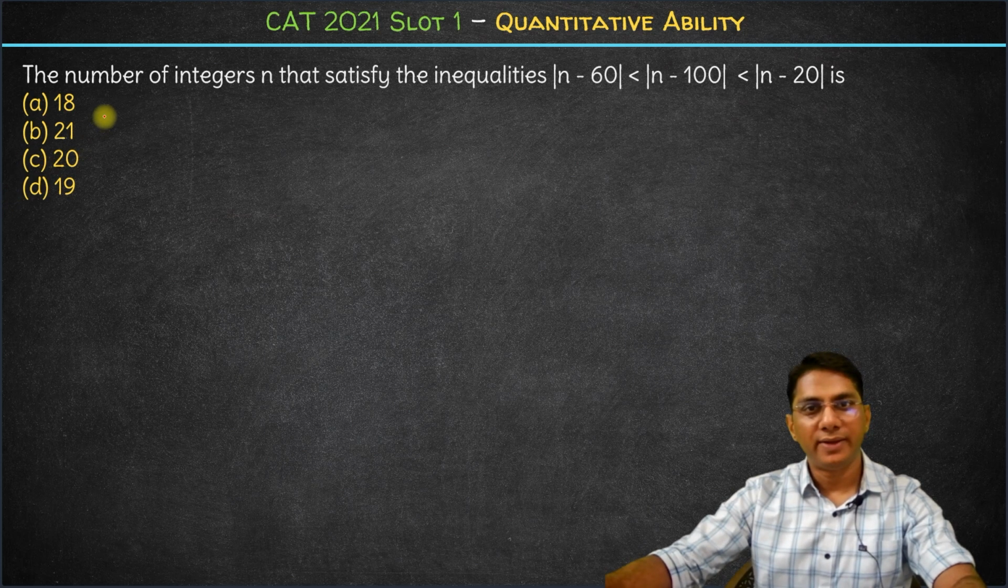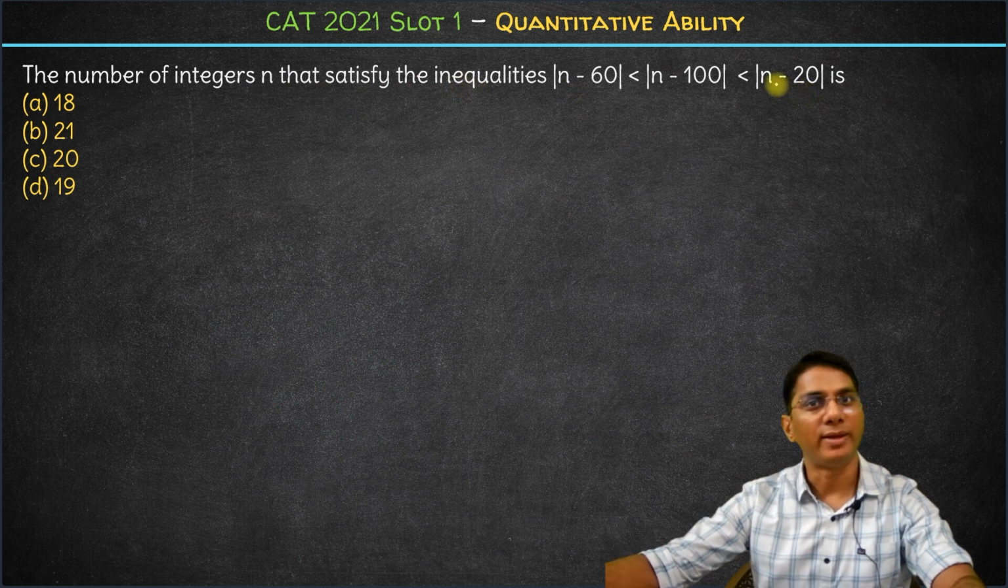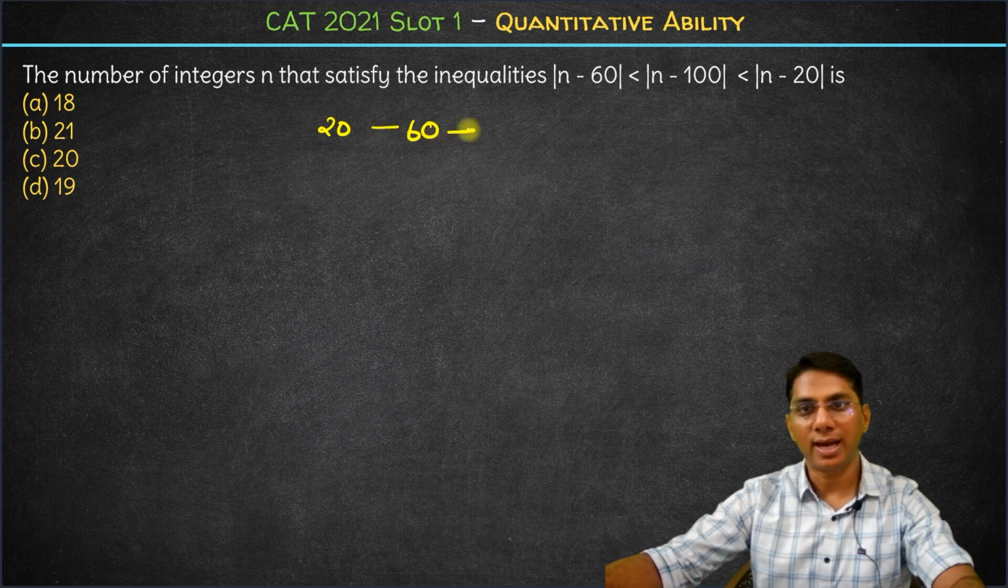Hi, here we have the number of integers n that satisfy these inequalities is how many? Now here we have three terms which are inside the mod. So what we'll have to do is take the critical points, as in when each of these is 0. So this is 0 when n is 60, this is 0 when n is 100, and this is 0 when n is 20. So the critical points are 20, 60 and 100. These are the critical points.